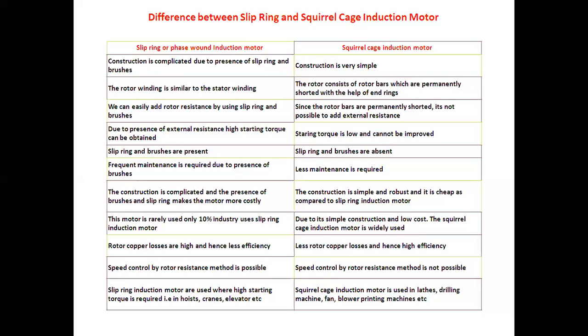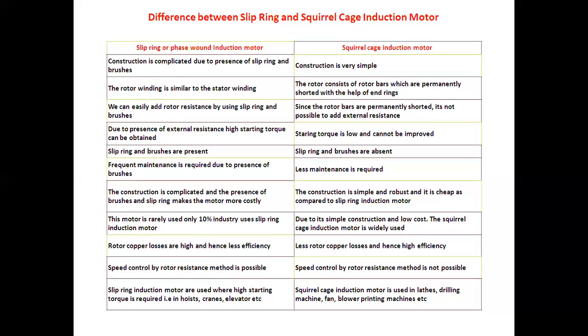So for the slip ring or phase wound induction motor, due to the presence of external resistance, high starting torque can be obtained. But for the squirrel cage induction motor, starting torque is low and cannot be improved. Slip rings and brushes are present in the slip ring motor, that is why it is called the slip ring motor, and they are absent in the squirrel cage induction motor. Frequent maintenance is required due to the presence of brushes for the slip ring induction motor. For the squirrel cage, less maintenance is required.